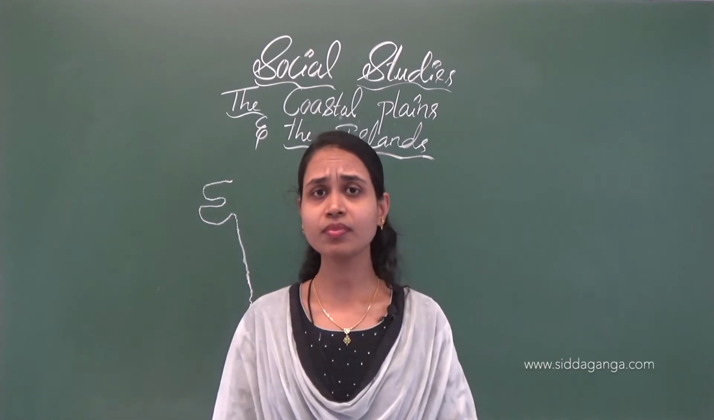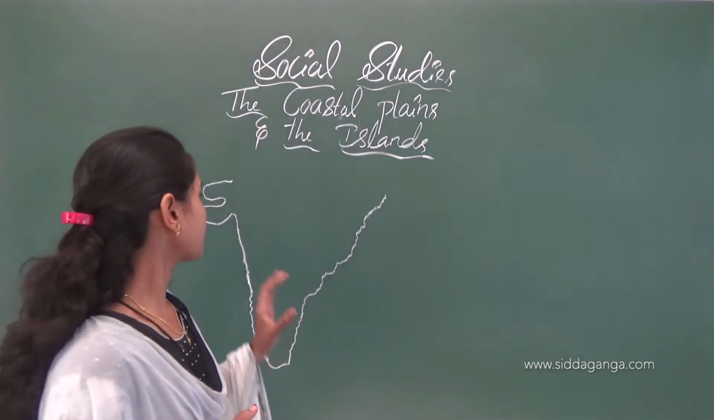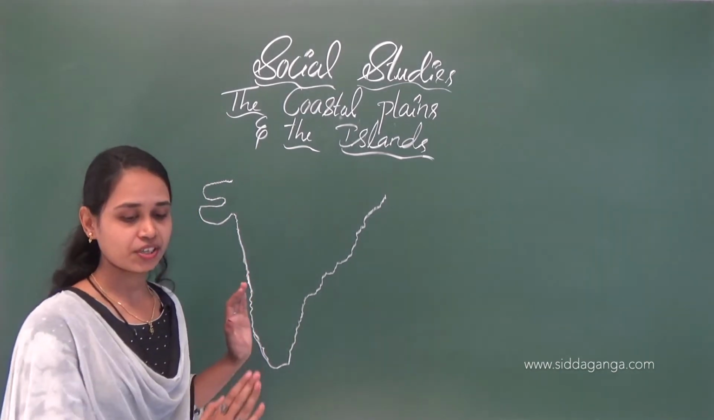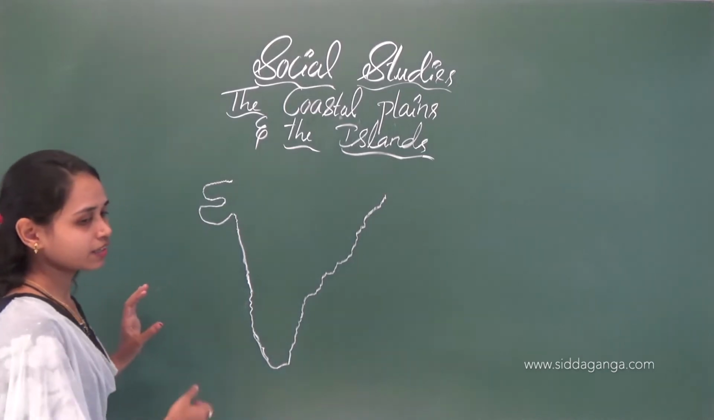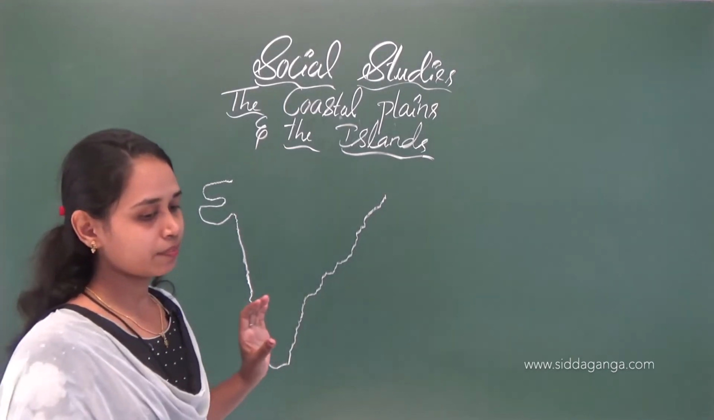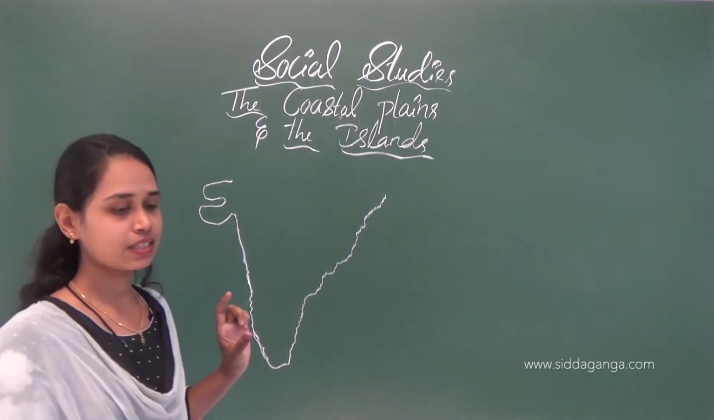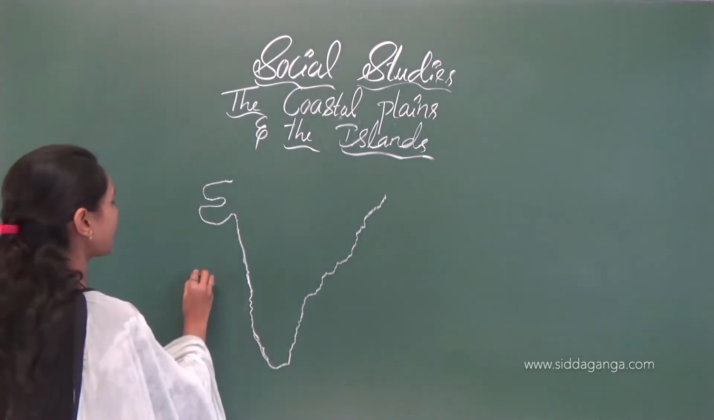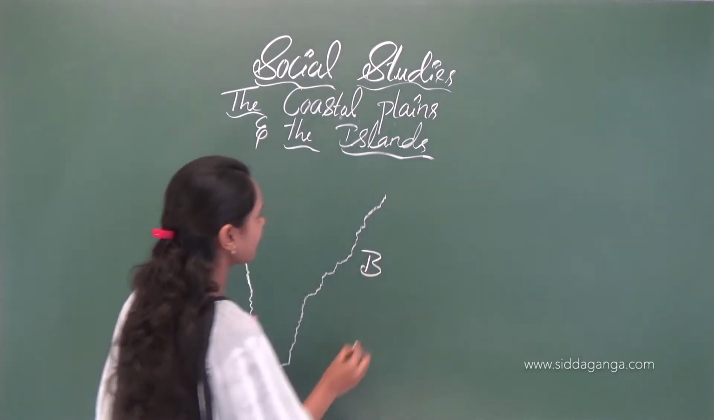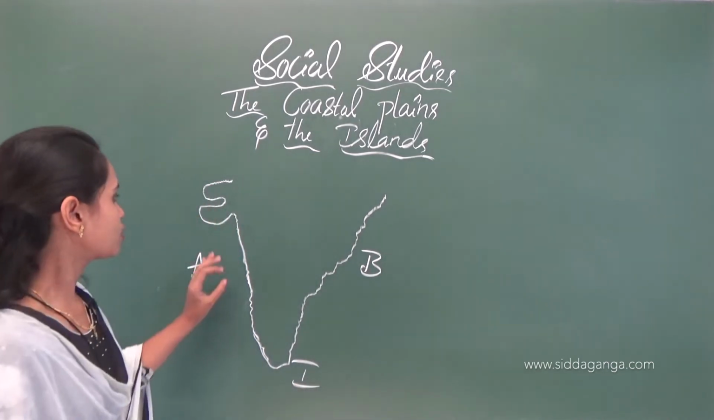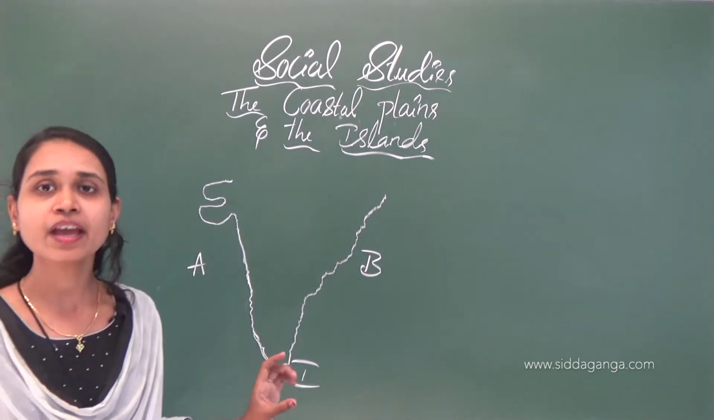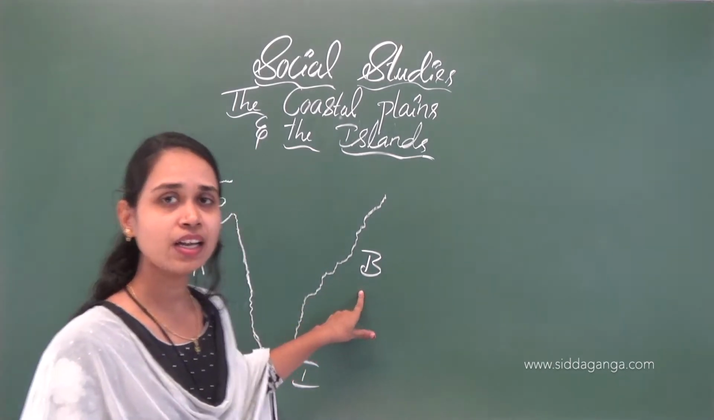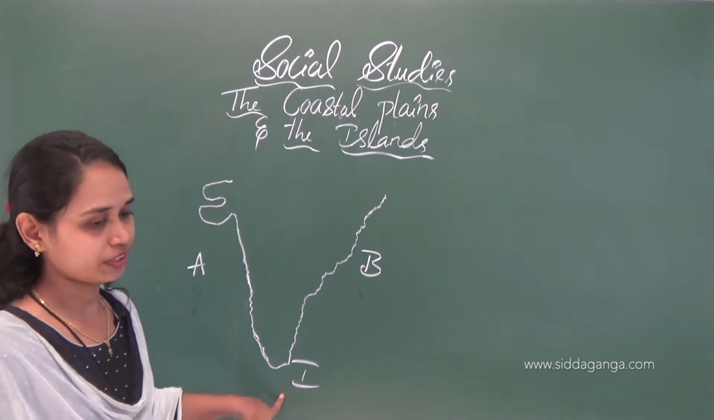So we already know that the southern part of our India is surrounded by water. What is it surrounded by? The southern part of our country is surrounded by the sea on three sides: the Arabian Sea, the Bay of Bengal, and the Indian Ocean, okay?